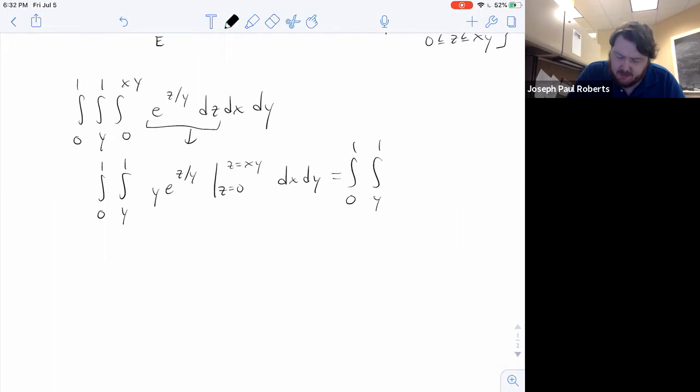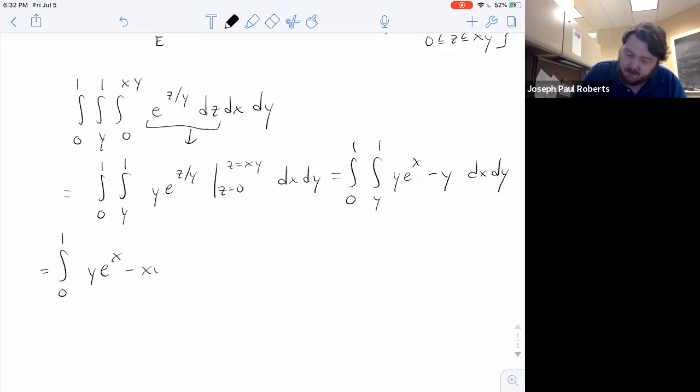Okay, and so then when z is xy, you have xy over y. So this is y e to the x. And then when z is 0, well, e to the 0 is 1. So we get y e to the x minus y dx dy, and so our x antiderivative is y e to the x minus xy, evaluated between x equals y and x equals 1.